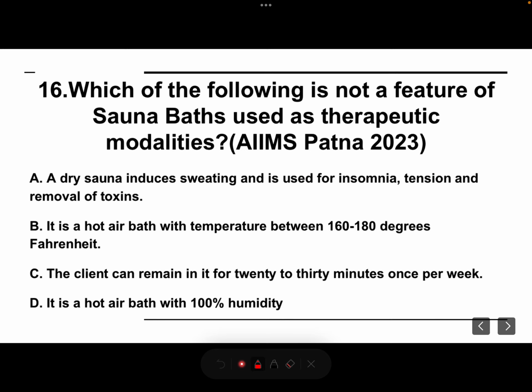Here the correct answer is option D, because in sauna bath the humidity is very low, that is less than 10%. So actually 100% humidity is used in steam bath. It is wet.